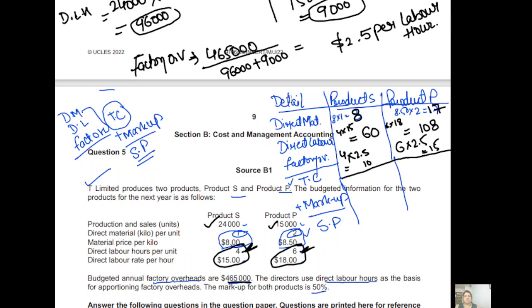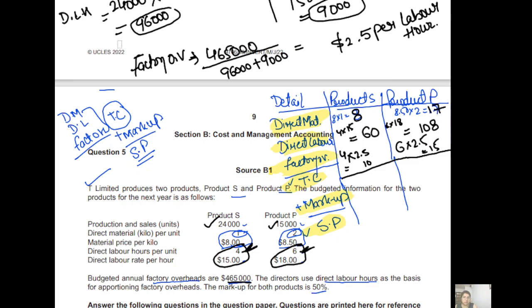For calculating total cost and selling price for both products, first of all you have to find out your direct material, then direct labor, and then add your factory overhead, and you will find out your total cost. When you add your markup to your total cost, you are able to find out your selling price. This is clear, I guess.